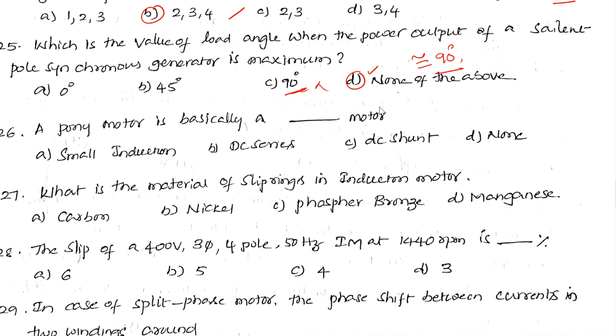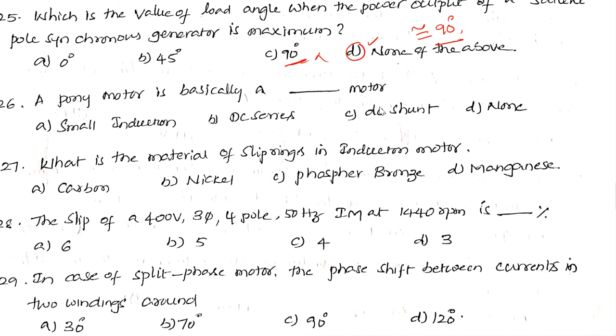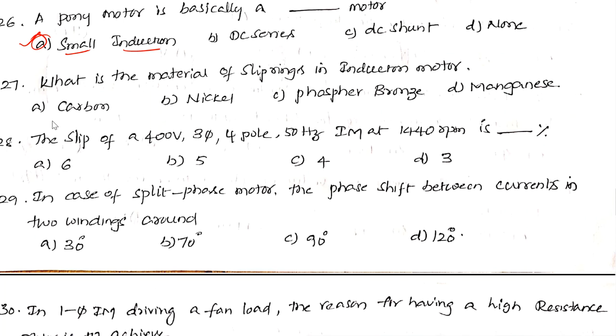Next one, a pony motor is basically a dash motor. So a pony motor is nothing but simply a small induction motor which is used to start synchronous motors here. Okay, so this is the point. Next one, what is the material?